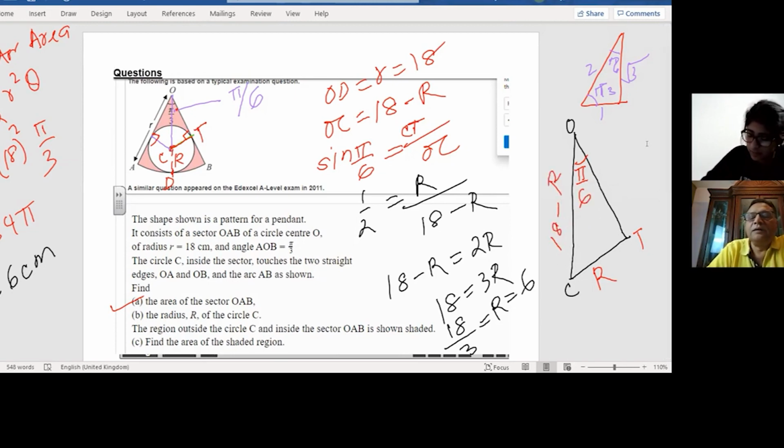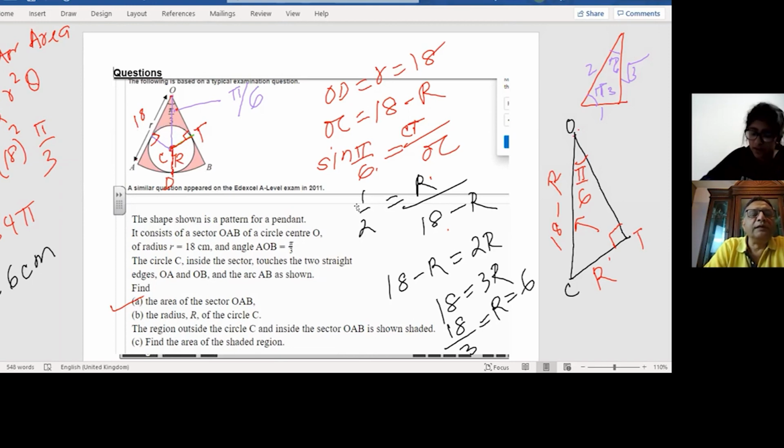Now, that being the perpendicular side, this becomes the hypotenuse. So what is sine of pi by 6, or sine of O? Sine of O, which is pi by 6, is the opposite side CT over OC. This side is r divided by 18 minus r, cross multiply, find out. Is that clear? CT was the radius, and the total length O to D is also a radius, but the total length is 18 because r is 18.